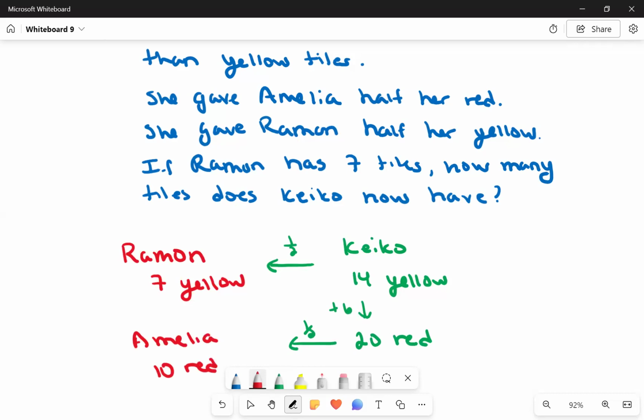Okay, so here's what Kiko's left with then, since she is going to have the combination of Ramon and Amelia. She has 7 yellow plus 10 red for a total of 17 tiles. And there you go. There are the techniques we focused on to look at these problems.